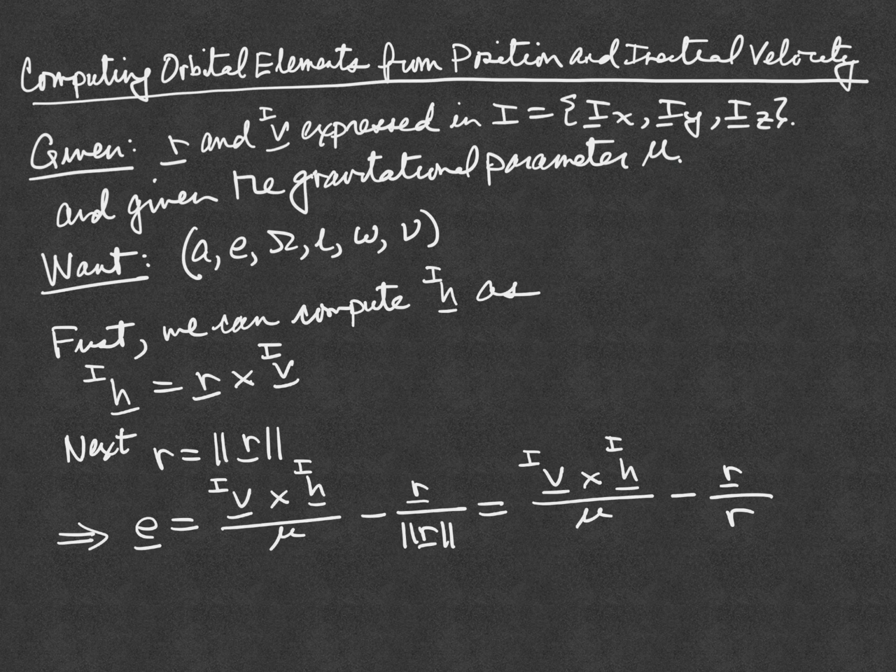Now, once we have the eccentricity vector, we can get the eccentricity, which is just the magnitude of the eccentricity vector. So there's one of the orbital elements. It's not the semi-major axis, which is the first orbital element in this list, but it's one of the 6 orbital elements. Once we have the eccentricity, we can get the semi-major axis, which we'll do next.